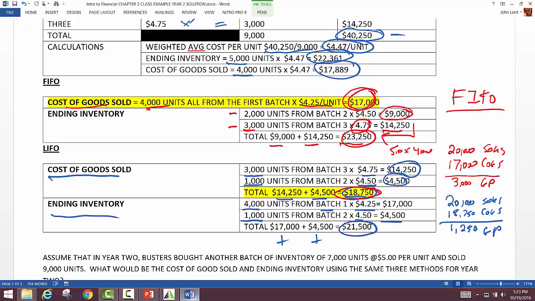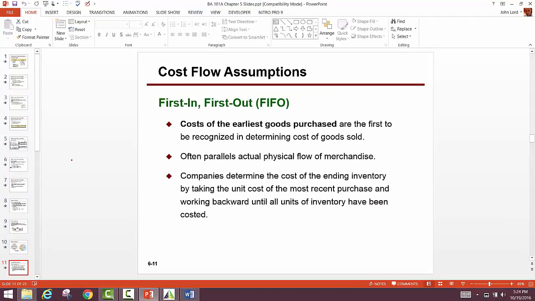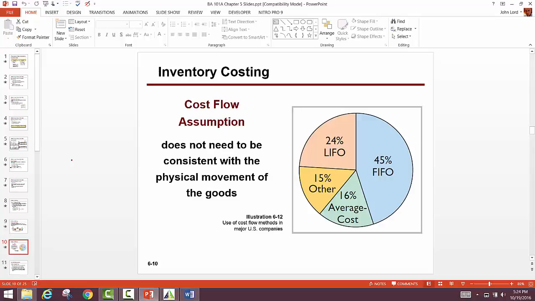So why would a company ever use FIFO? In fact, why do most of the time the companies use FIFO? Shouldn't everybody be fighting each other to use LIFO then if it's going to give you a lower tax?